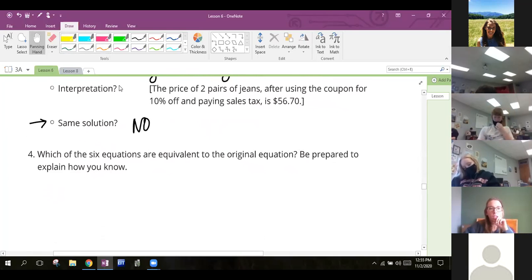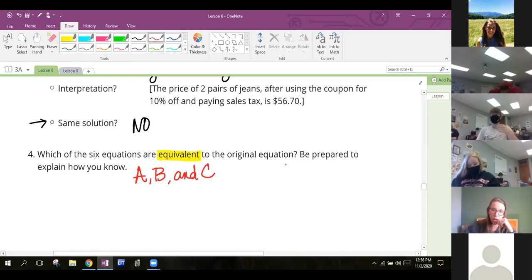Okay, so it says which of the 6 equations are equivalent? Well, what makes them equivalent? If we did the same thing on both sides or if we end up with the same solution. So which one of these are equivalent? Okay, we got B, we got C, and we got A.